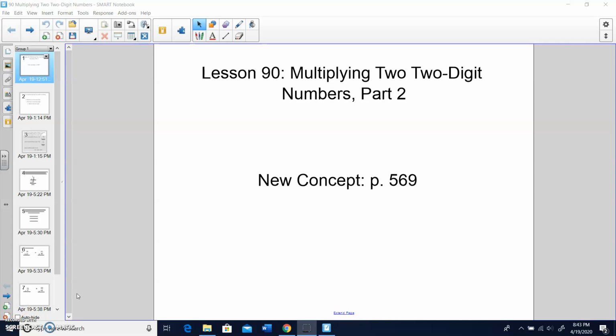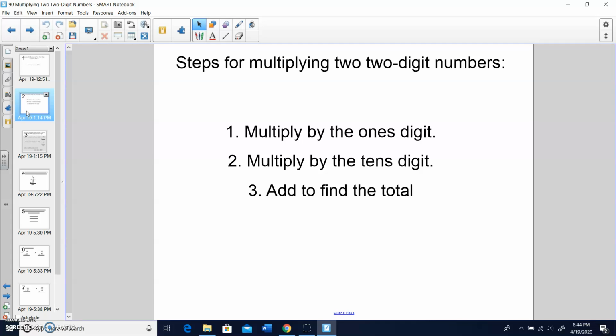Hi, fourth graders. Today we're talking about lesson 90, which is on page 569, and we're multiplying two-digit numbers. This would be part 2. So we started this last week, we introduced it, practiced a little, and now we're going to keep going with that same idea again. So remember, the steps for multiplying two-digit numbers are to first multiply by the ones digit, and then multiply by the tens digit, and then to add the two products together to get the total.